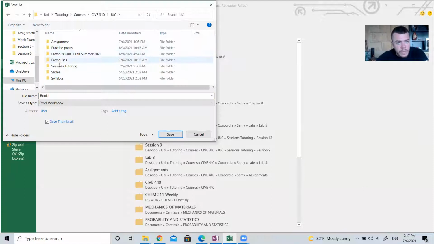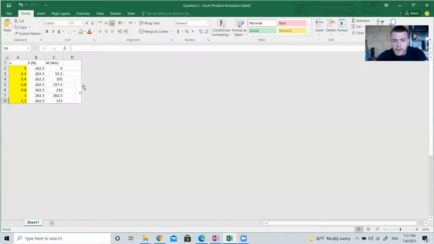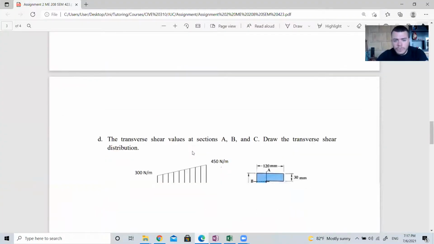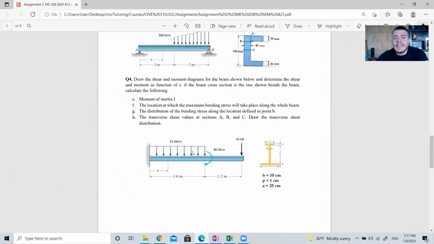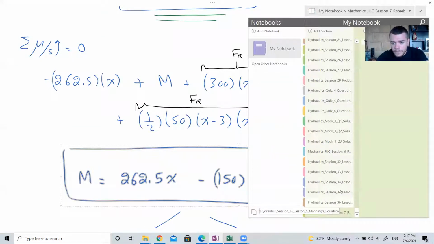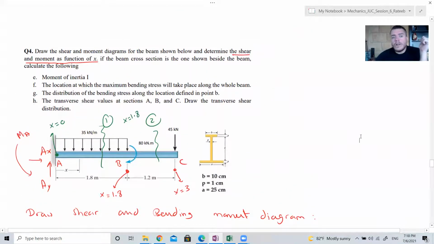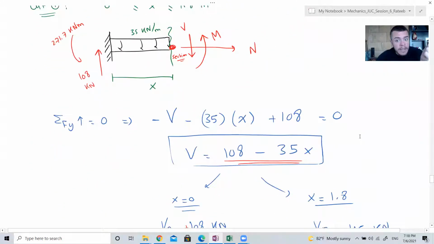Sessions, final, session 7. Which question was this, 3 or 4? Question 3. Now for question 4, the same thing for the questions, same as question 3. If you remember, we started question 4 in the previous session. First we were interested in drawing the shear and bending diagram.